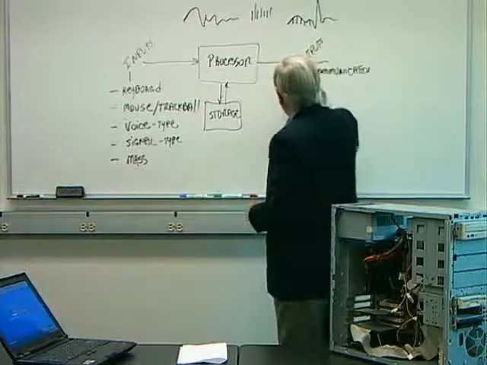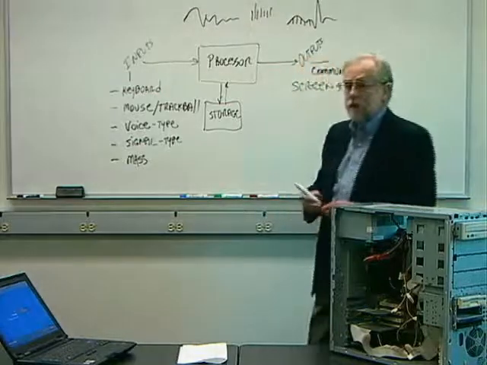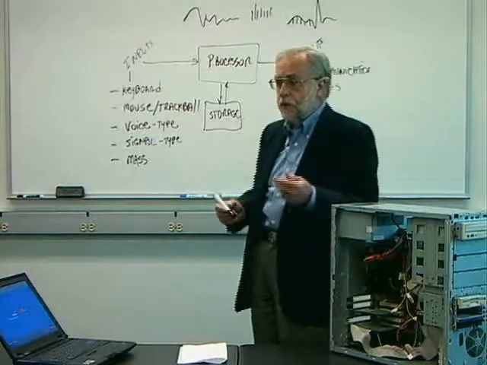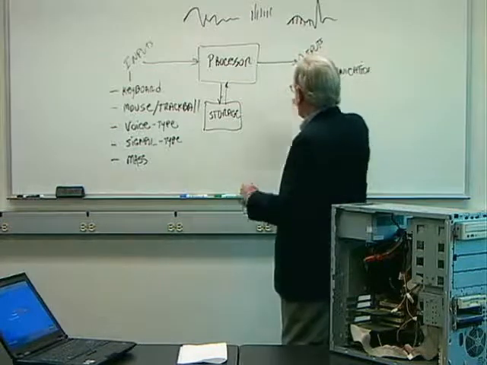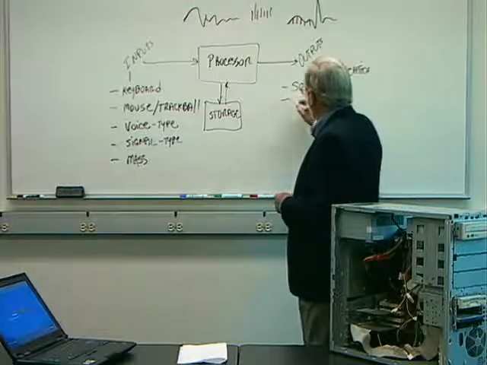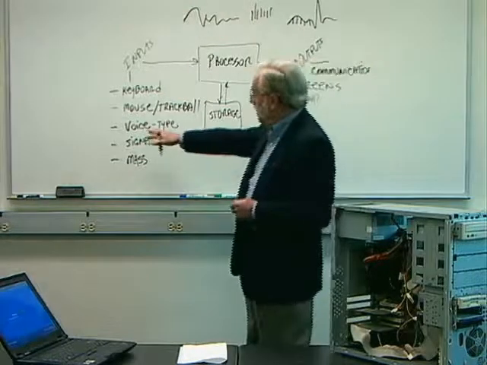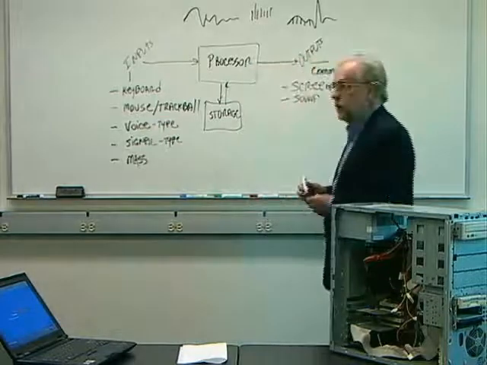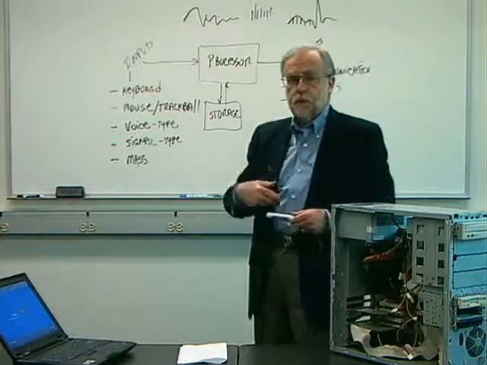I'll put over here screens. These can be liquid crystal, they can be plasma, they can be cathode ray tube, the old television-like systems. They're all basically the same in what they do, they just work in different ways. We also have the potential of sound. So if I recorded my voice, I could hear it on output. So I could check to see if my voice was recorded.